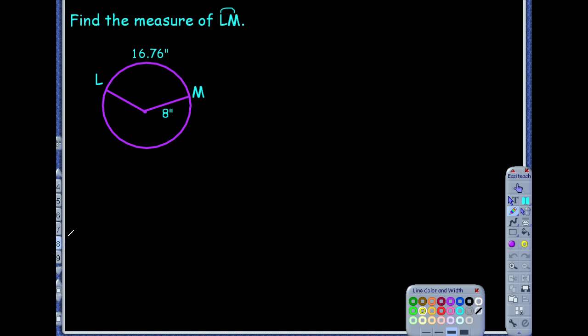Now we're finding the measure of arc LN. So the last one we found the length of an arc. Now we're finding the measure of the arc. And when we say measure, we know we're talking about degrees. So we don't know the degrees yet. This is what I'm finding. So let's just call it X for right now. X degrees. So X over, and we know degrees is always out of 360. There's our part to whole.